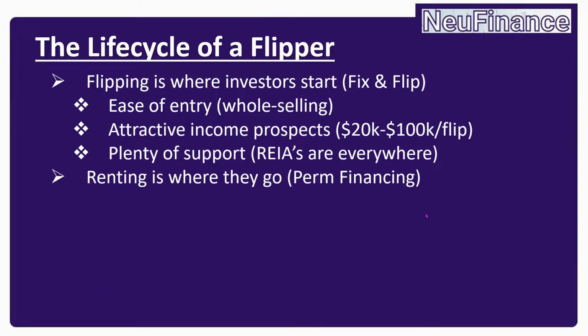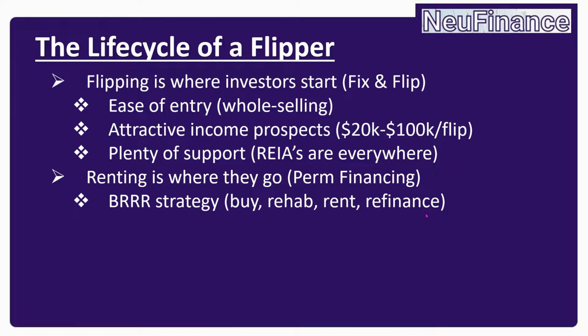Now, the next life cycle stage, where the flipper wants to go, we already talked about on the last slide. They want to start renting properties because they want to start accumulating assets. Often fix and flippers hear of this strategy called the BRRRR strategy, which stands for buy, rehab, rent, refinance. It allows them to keep investing in more properties, because they buy a property, they rehab it, increasing the value, then they rent it out, and then they refinance.